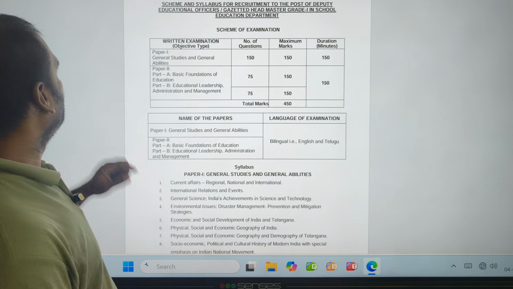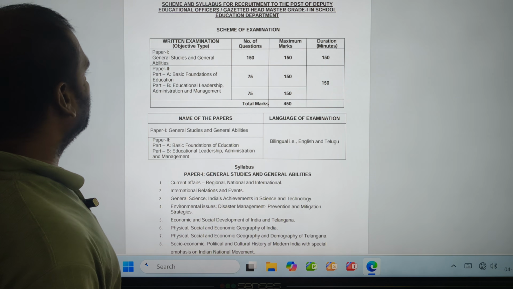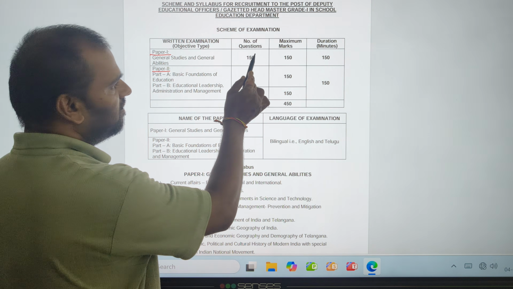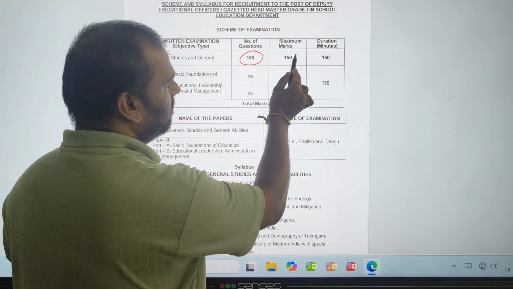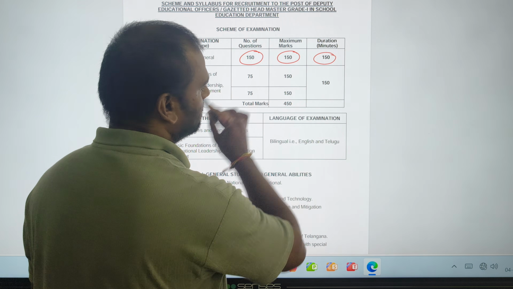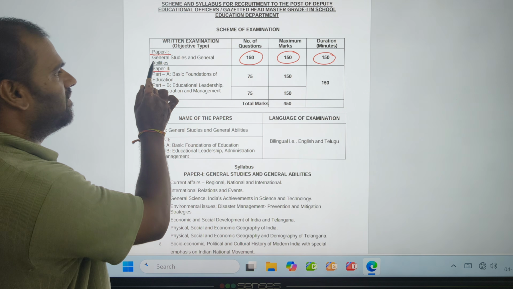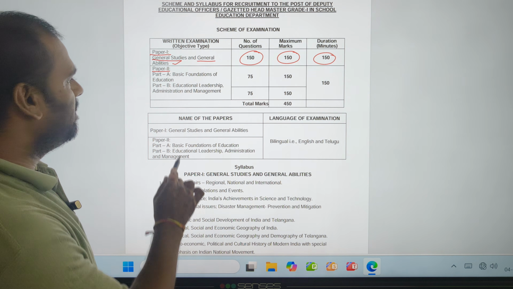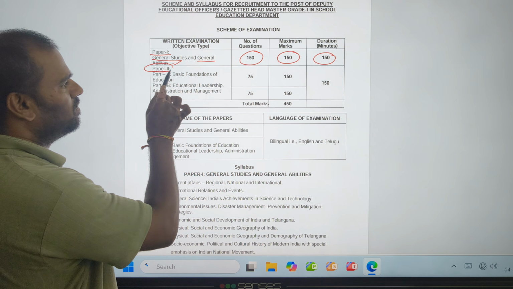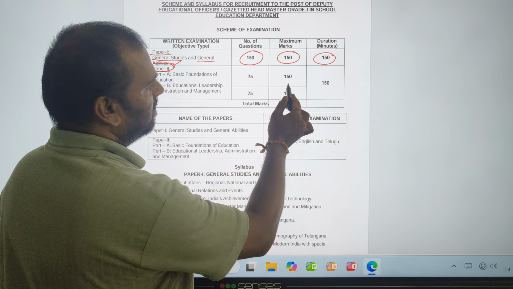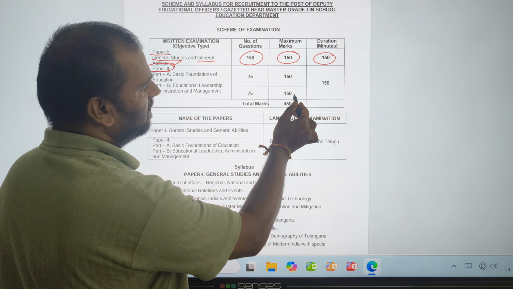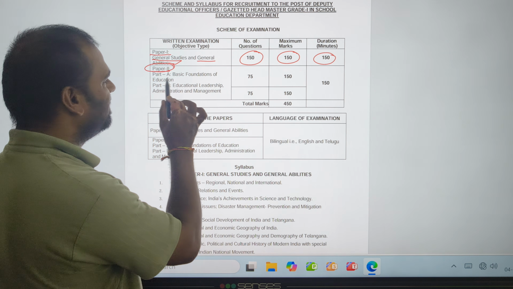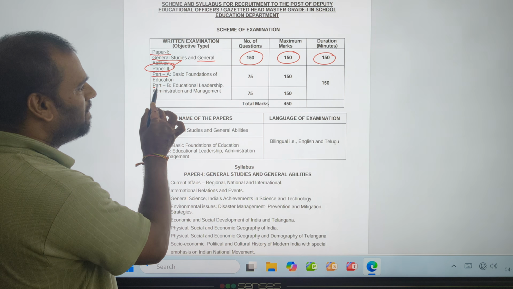In that, two papers are there. What are they? Paper 1 and Paper 2. Paper 1 has 150 questions, 150 marks, 150 minutes. That is Paper 1, General Studies and General Abilities. Now next, Paper 2, total marks 150 plus 150. So how many marks? 300 marks. Now in Paper 2 there are Part A and Part B.